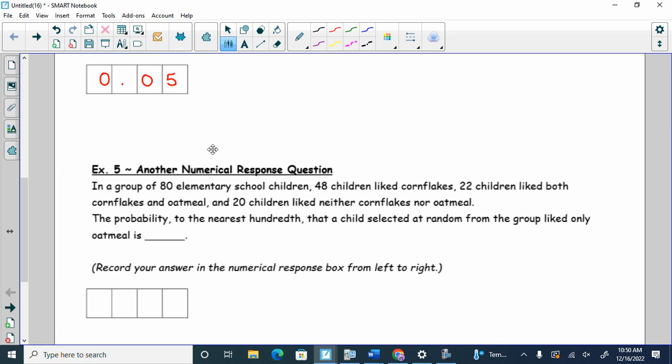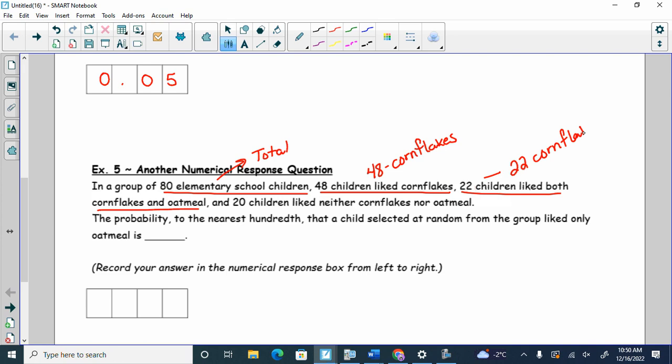In a group of 80 elementary school children, so that's my total, 48 liked cornflakes. 22 liked both cornflakes and oatmeal. 20 children liked neither. Until I read anything after this, that's a set theory question, is it not? Right there, we're in set theory.